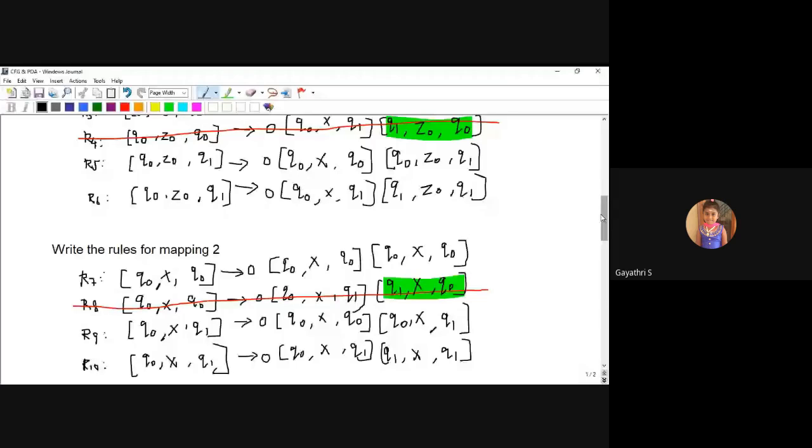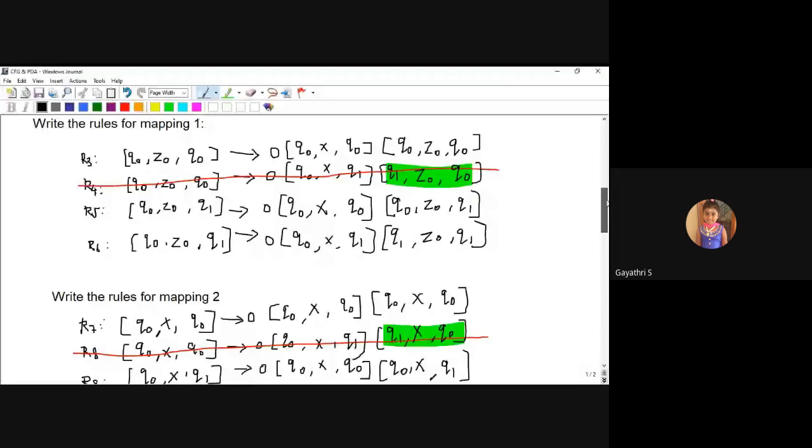Next, see here. While eliminating Q1 to Q0, the left hand side production Q0 to Q0, that production is also eliminated, right? See here, the before R3 production, the same production Q0 to Q0, which brings Q0 x Q0. Again Q0 to Q0, the same production.